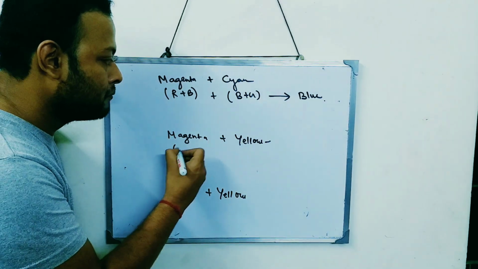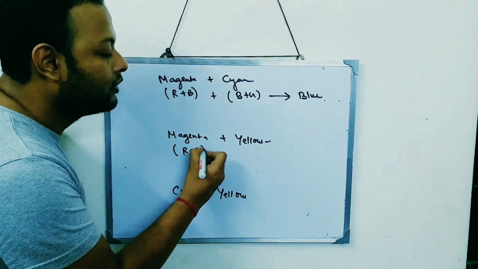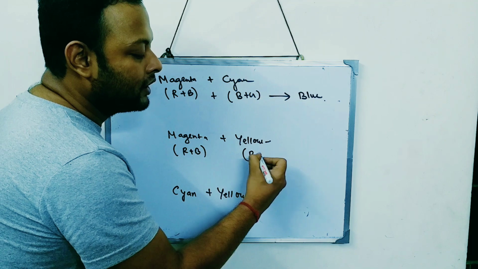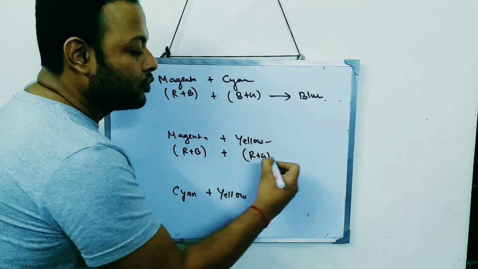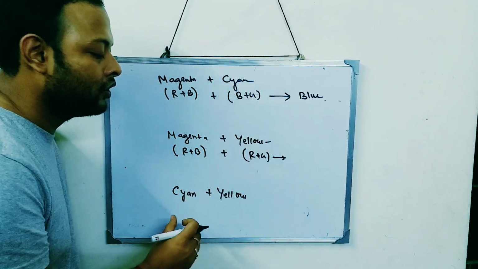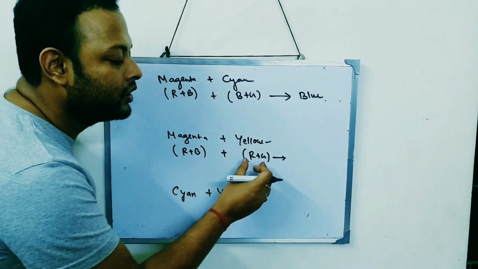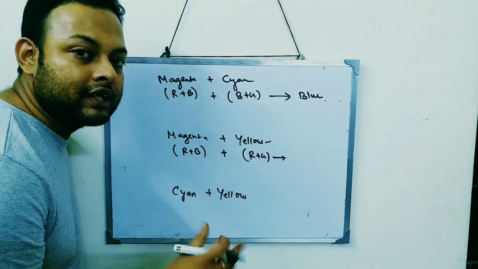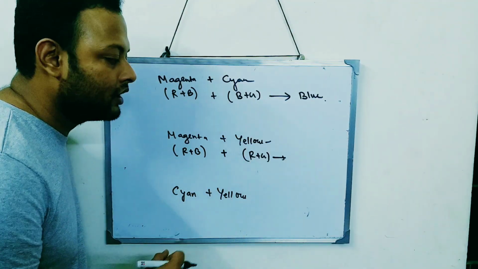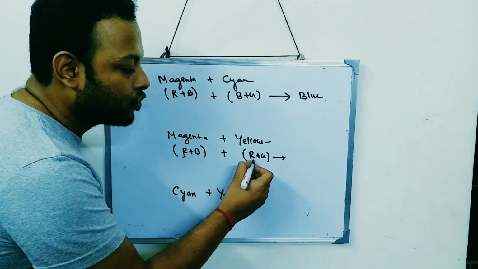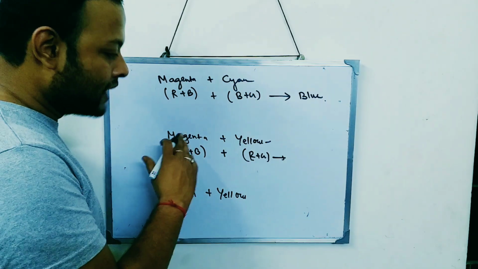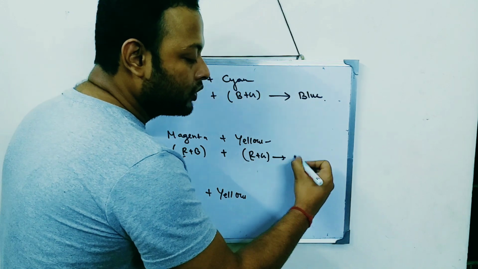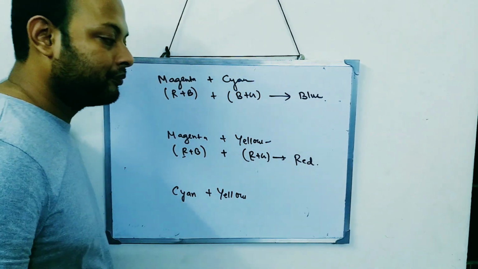Similarly over here, magenta is red and blue. And yellow is red and green. So when you combine magenta and yellow, you're actually combining red and blue with red and green. Now you see the common color. You can see this red is common in both of them. So magenta and yellow combine to give red.